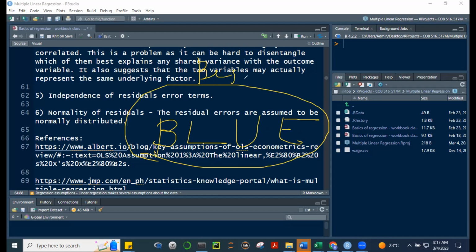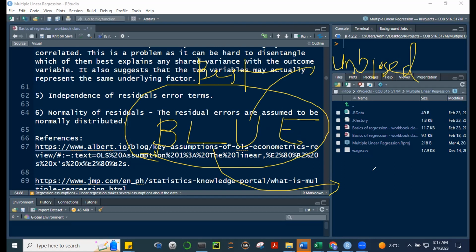Okay, the best because it gives us the least squared residuals, no? Linear, of course, we explained this already. Best linear unbiased. Okay, unbiased. We'll explain what unbiased means as we go along. Unbiased estimator. Okay, our parameters are the best linear unbiased estimator.